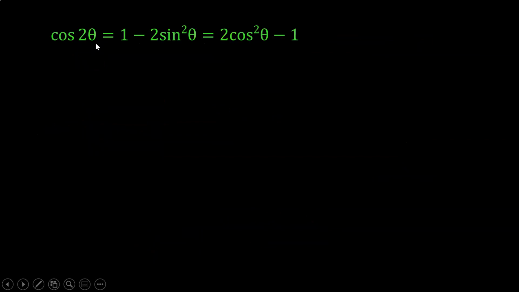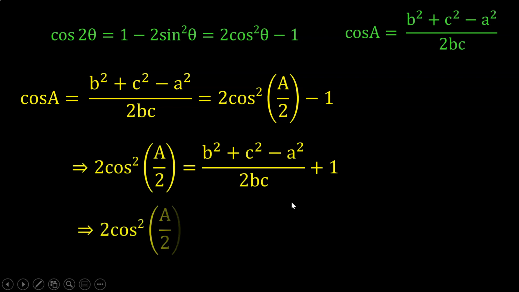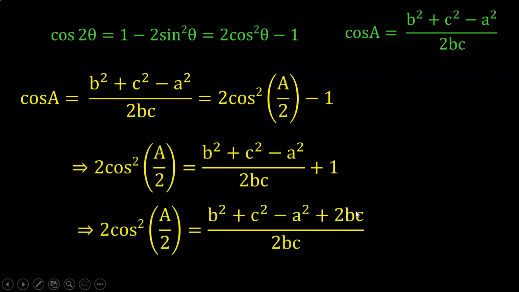Here we are going to use this one and this one. cos 2 theta is equal to 2 cos square theta minus 1, and the cosine rule. So cos A is this. We can write this as 2 cos square A by 2 minus 1, and bringing this one to LHS and taking LCM, we'll get b square plus c square minus a square upon 2bc.